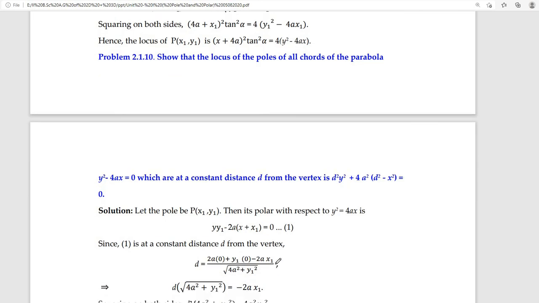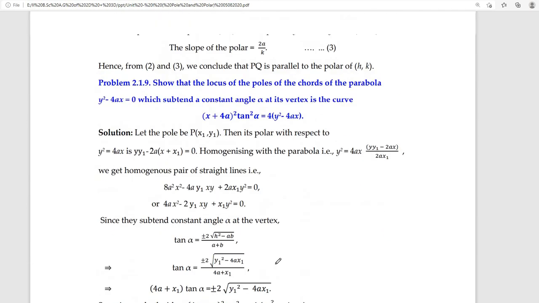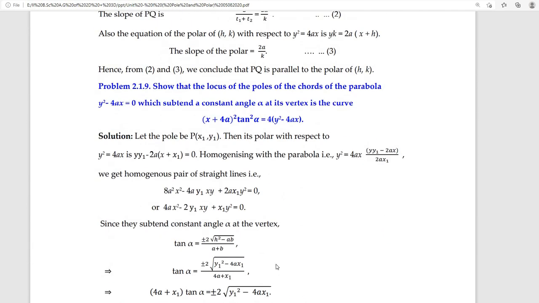Then, seeing the previous case, where we had the chord subtending 90 degrees at the center, that is at the vertex, here we have it subtending a constant angle alpha. It is the same thing, but instead of 90 degrees, we have this to be, say, alpha. We are asked to find the locus of poles. So let the pole be (x1, y1).